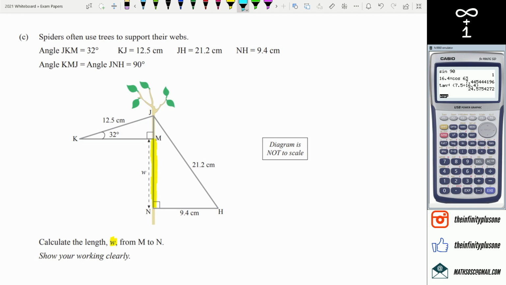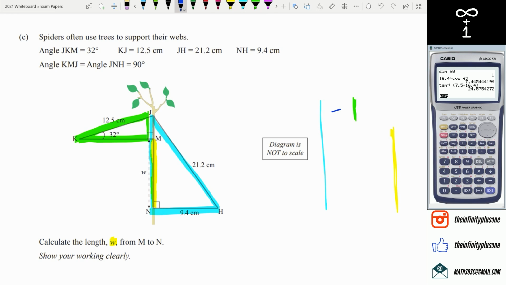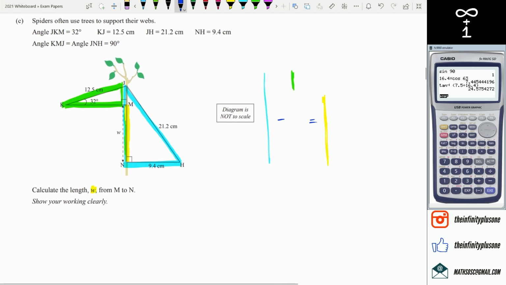Now Jn is from here all the way down here, which is going to be part of this blue triangle. I also need Jm, which is part of the green triangle. So I can basically say that the blue height minus the green height equals the yellow height. I hope you guys can see that. So that is what I'm going to do. I need to figure out what the blue height is, and then what the green height is. So you can see that you're working with two triangles.